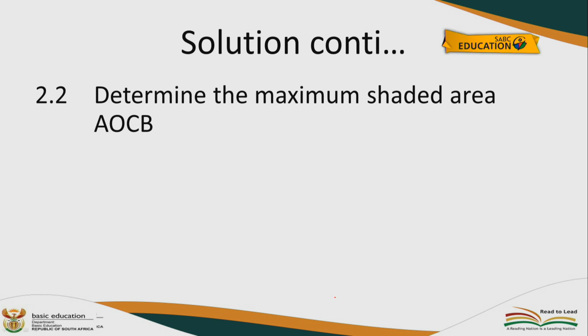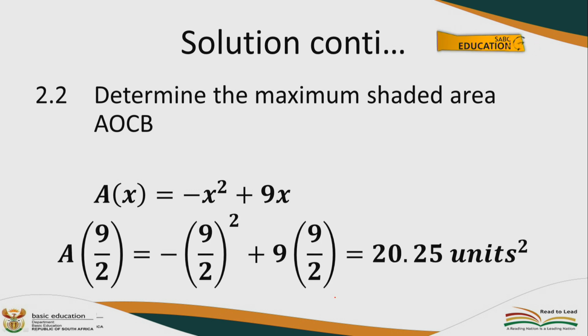Now, for the very last question of the day, they want us to determine the maximum shaded area, AOCB. So we're going to take the expression for the shaded area, which we said was -x² plus 9x. Now, we are going to replace x with the value of x that will give us maximum area, and that value of x we found to be 9/2. So we replace x with 9/2, and we find that our maximum area is going to be 20.25 units squared.